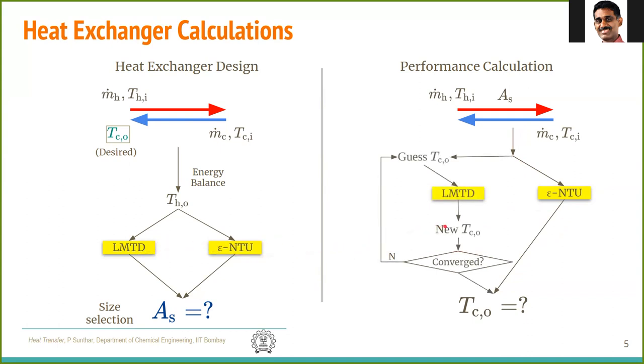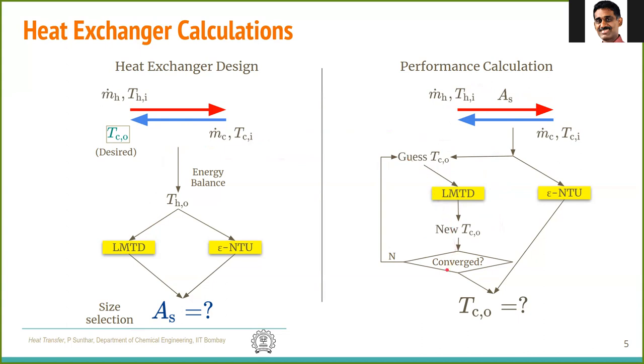If you use the LMTD method, it is a little bit cumbersome in that it has to go through an iterative process. LMTD means you need all four temperatures, but you have only two. So you have to guess a TCO, that is the cold fluid outlet. If you guess the TCO, you will be able to find the LMTD exactly the same as this. And then using the LMTD method, you can get a new value of TCO for a given area. Now, this new value of TCO may not be the same as the guess value of TCO.